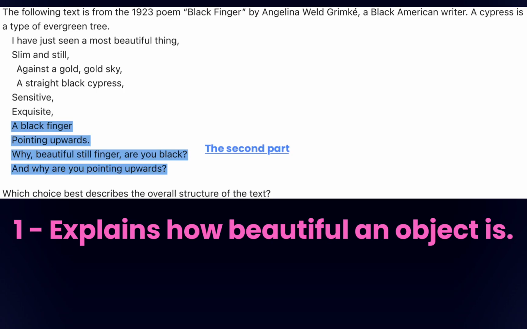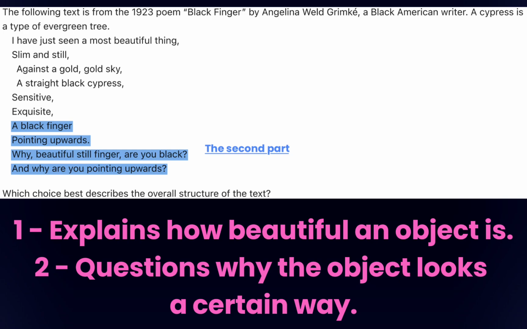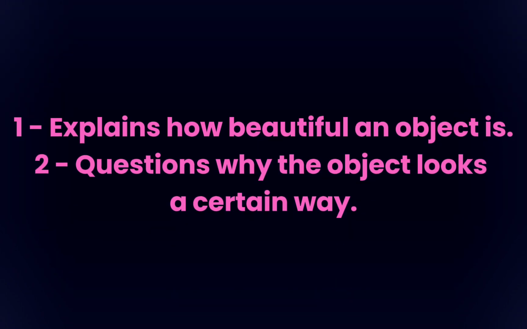Now let's read the second half. A black finger pointing upwards. Why, beautiful still finger, are you black? And why are you pointing upwards? This half of the poem is questions on why the object looks the way it does. So overall, the multiple choice should mention two things: an explanation of how beautiful something is, and questions on why the object looks the way it does.